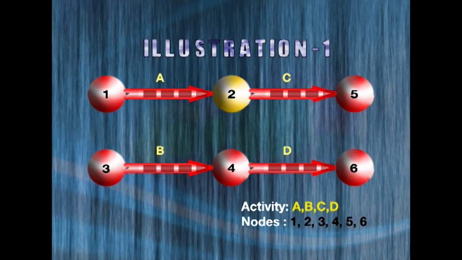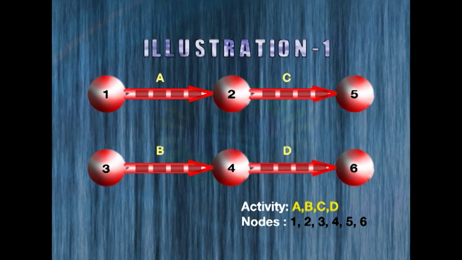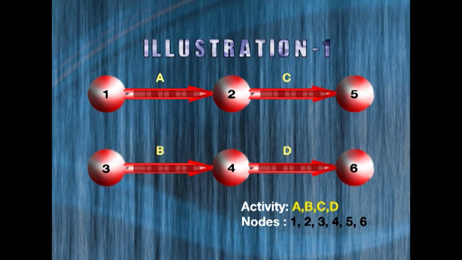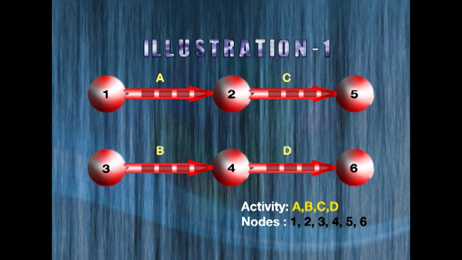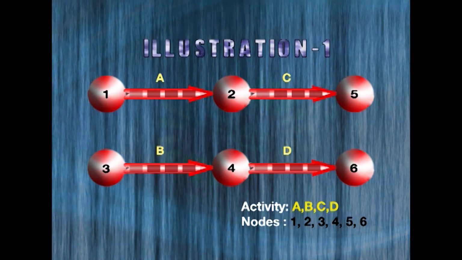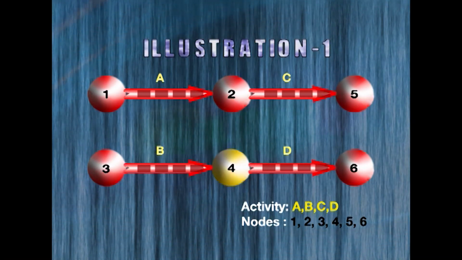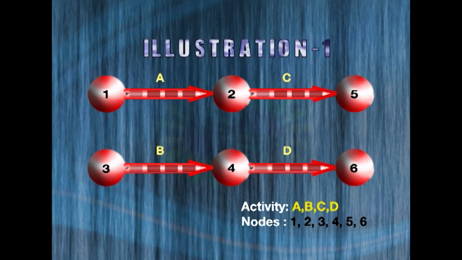Let us say we look at the first instance. This is node 1. Activity A goes from node 1 to node 2. Activity B starts from node 3, ends in node 4. They are parallel because both of them are beginning activities. There are no preceding activities, so we can depict them like this. Suppose we denote activity C as the arrow running between nodes 2 and 5, and activity D as running between node 4 and 6. Now, will I be right in depicting this network in this fashion?